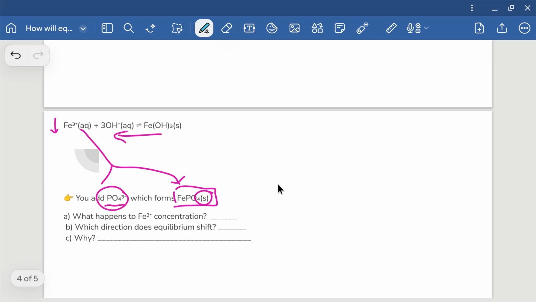So what is happening to the Fe3+ concentration? Well, originally it is going to be decreasing because it is getting taken out of the system to form the solid. Which direction do we shift? We're going to shift to the left. And the reason is because if it's getting taken out of the system, we want to shift to replace it. We'll never replace it to the exact extent, but that's what equilibrium wants to do. It wants to maintain equilibrium. So if we're disrupting the system, we shift to get that balanced once again.